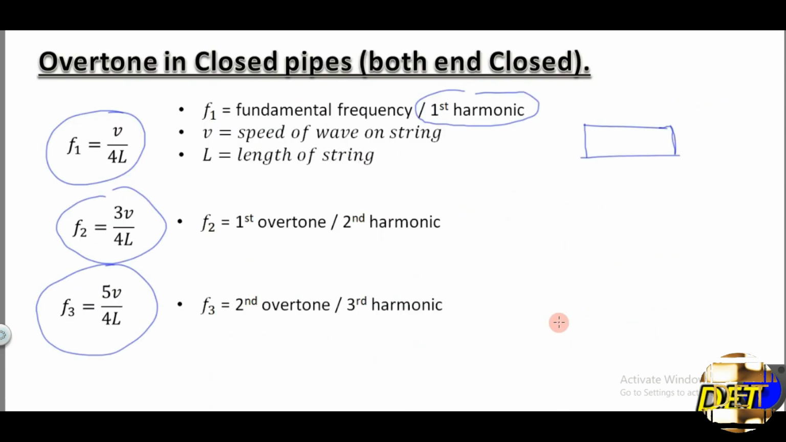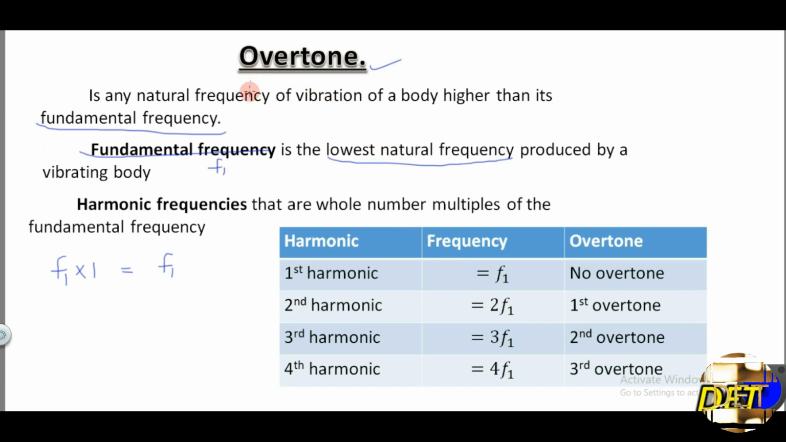So just a quick recap. We discussed what an overtone is, and I said overtone is any natural frequency of vibration of a body higher than its fundamental frequency. And the fundamental frequency is the lowest natural frequency produced by a vibrating body. Harmonic frequencies are the whole number multiples of the fundamental frequency. So like I mentioned before, your first harmonic is equal to your fundamental frequency, and there is no overtone. Your second harmonic is 2 times the fundamental frequency and it is equal to your first overtone. Third harmonic is 3 times the fundamental frequency and it is equal to your second overtone. Fourth harmonic is your third overtone, right?